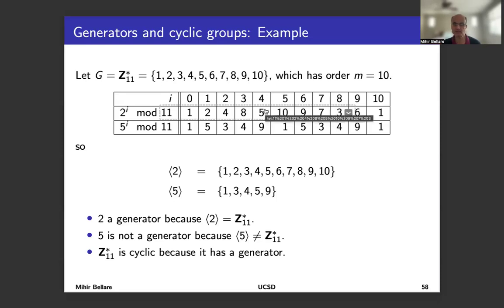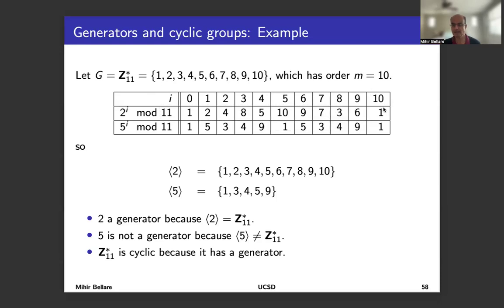So is there some trick we could use? Yes, the answer is that all you have to do is notice that 2 to the power i plus 1 is 2 times 2 to the i. So in other words, to go from, say, here to here, you take this and you double it. So 5 times 2 is 10, 10 times 2 is 20, 20 mod 11 is 9, 9 times 2 is 18, 18 mod 11 is 7, 7 times 2 is 14, mod 11 is 3, and so forth.